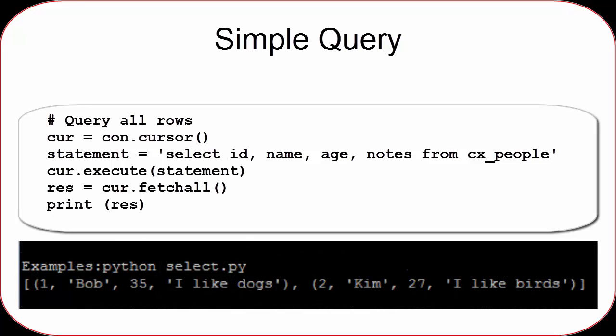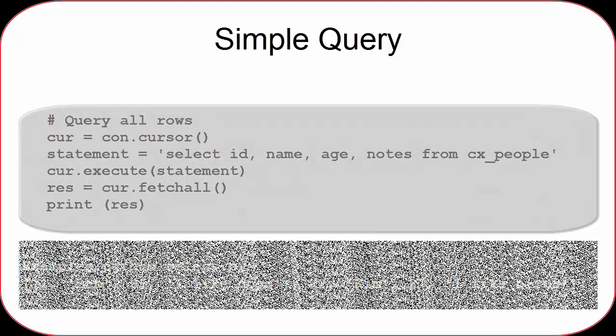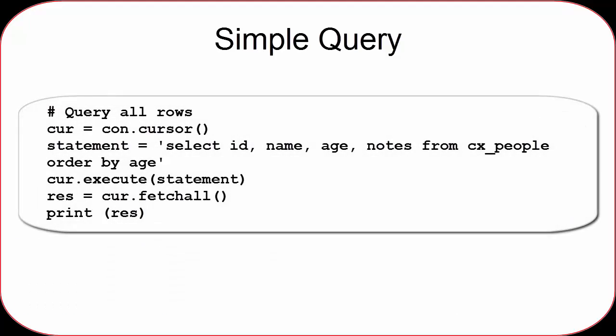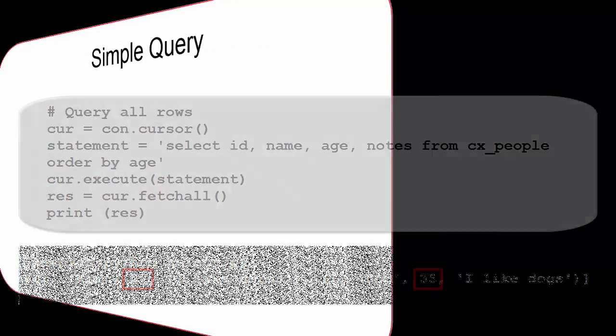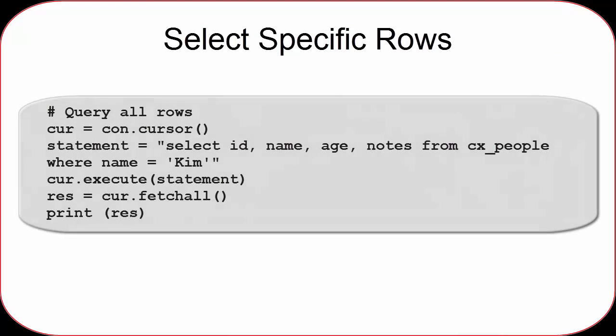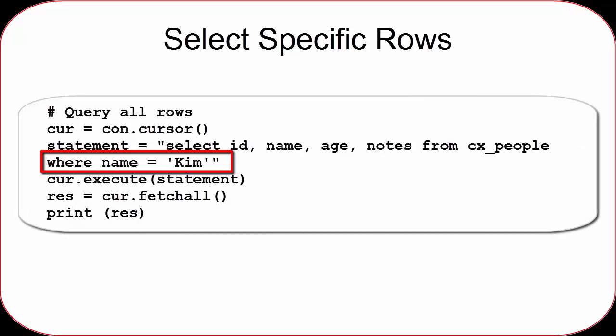Remember, there is no defined sort order, so while all the records will be there, yours may be in a different order. For some extra fun, we can modify the query to order by the person's age, like so. And now when we run it, the records are sorted by age. If we want to change the query to just return the data for Kim, we could just add a where clause for name equals Kim.